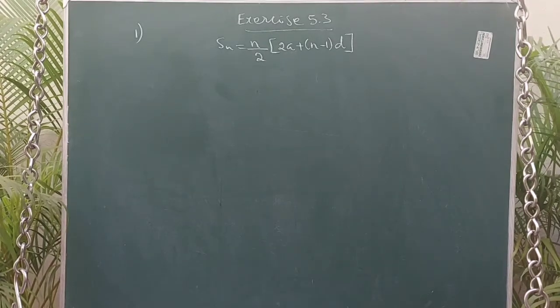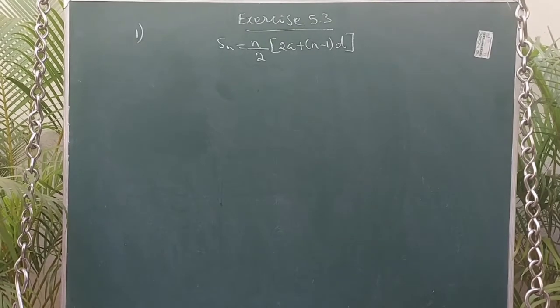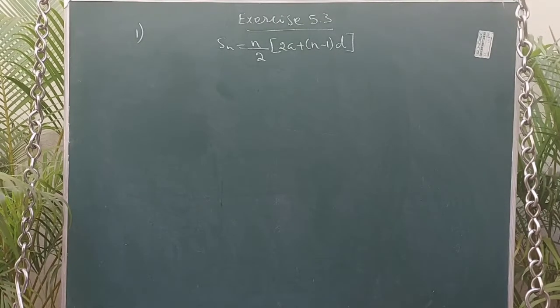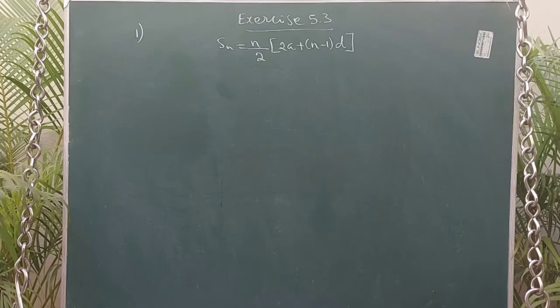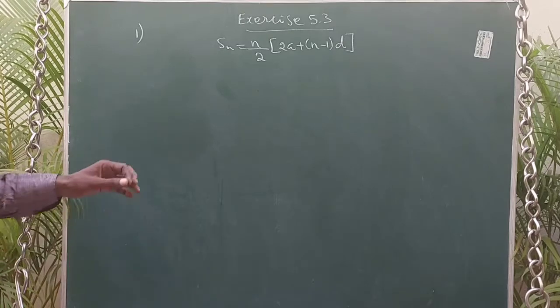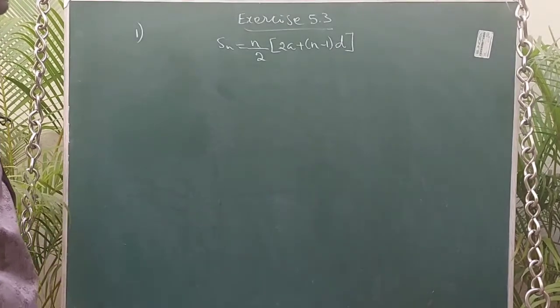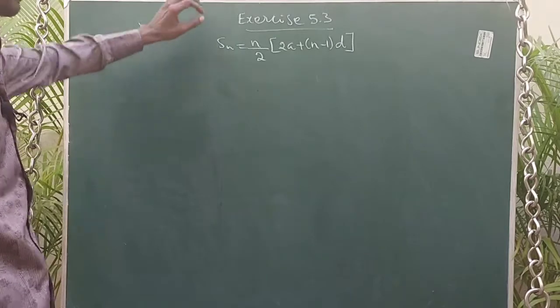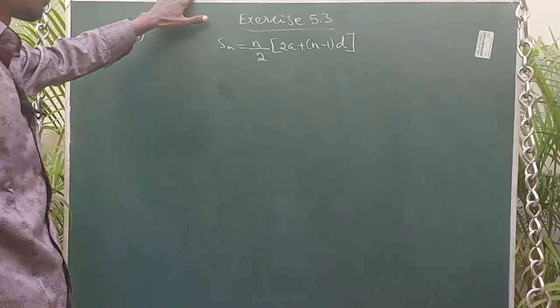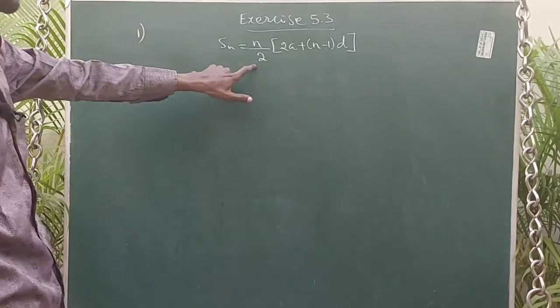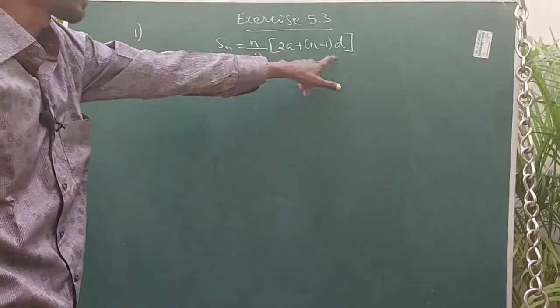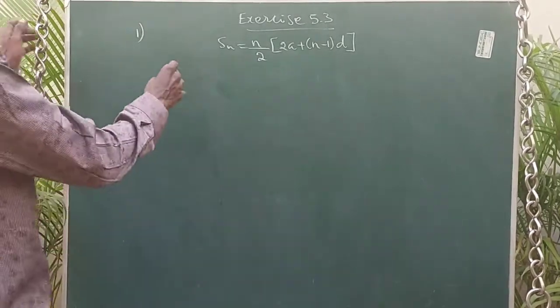Question number 1. Find the sum of the first 20 terms of the arithmetic progression having the sum of first 10 terms as 52 and the sum of the first 15 terms as 77. My dear student, it is given as AP, arithmetic progression. So just remember the formula for Sn, the sum of n terms of the arithmetic series: Sn equal to n by 2 into 2a plus n minus 1 into d. Remember this one.